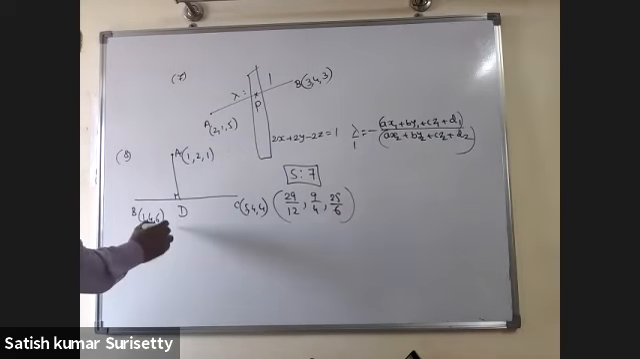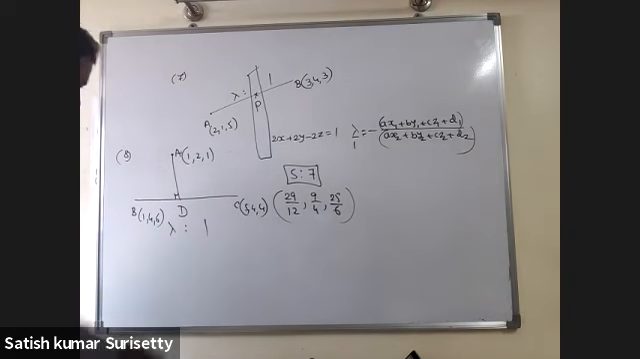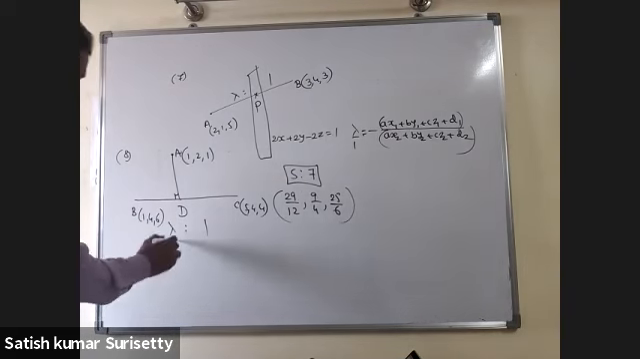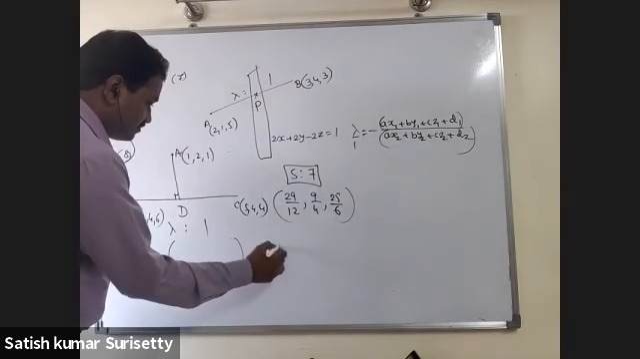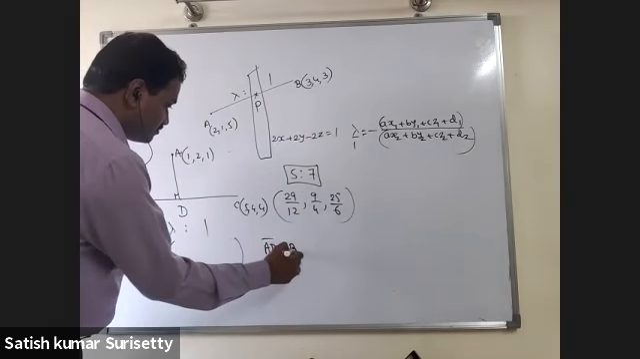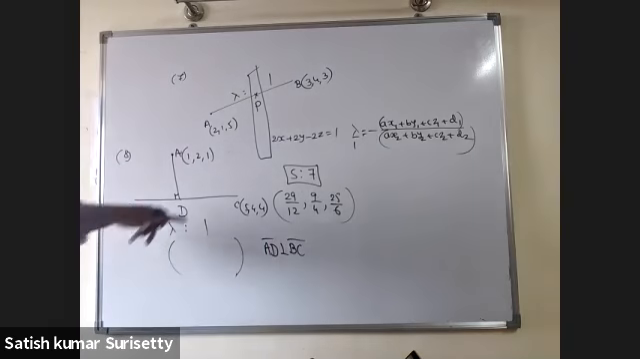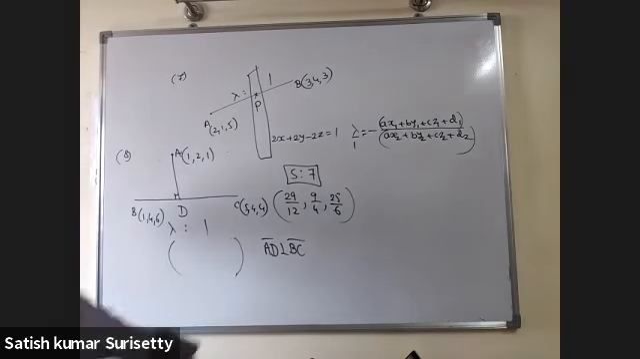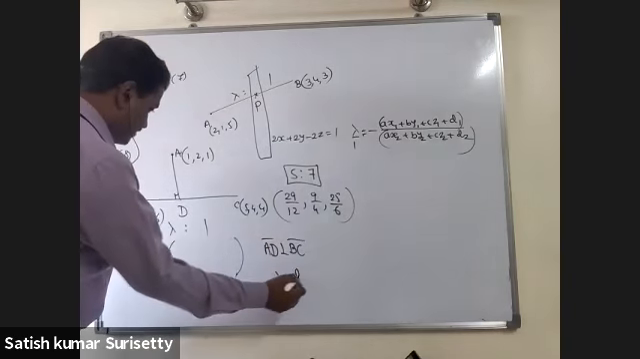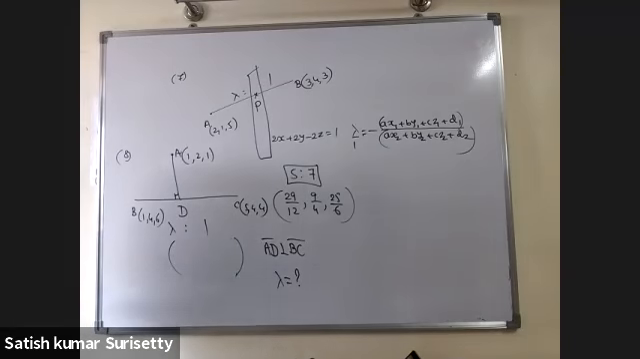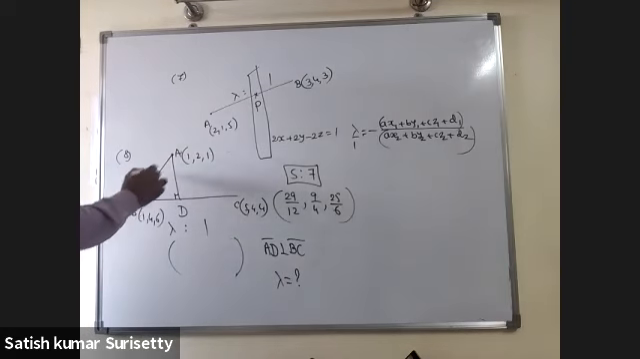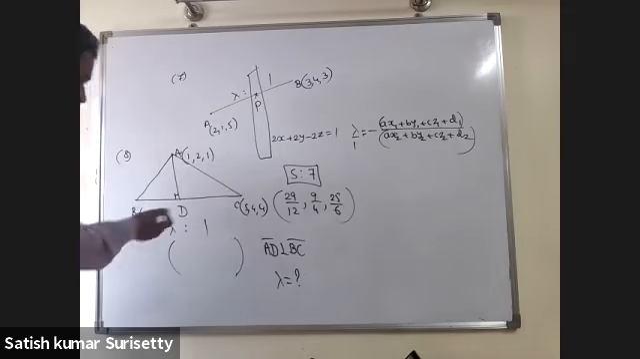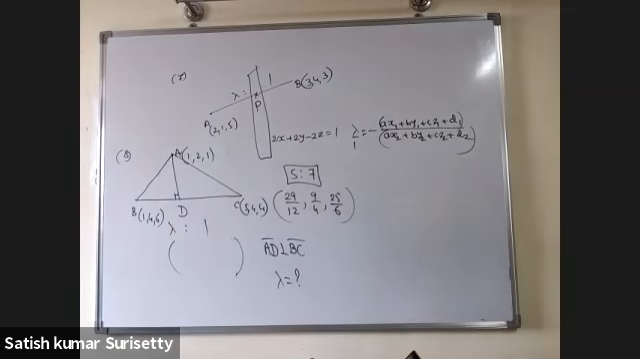You can assume that D divides BC in the ratio lambda is to 1. Then you can write the coordinates of D. After that, AD is perpendicular to BC, so the dot product is 0. Then you'll get the lambda value, and after that you'll get the point D. That is one method. Another method: if you can recognize a specific triangle here, then you can say the D value directly.